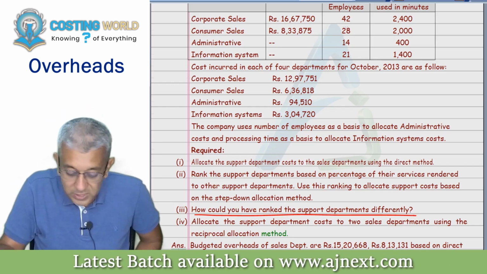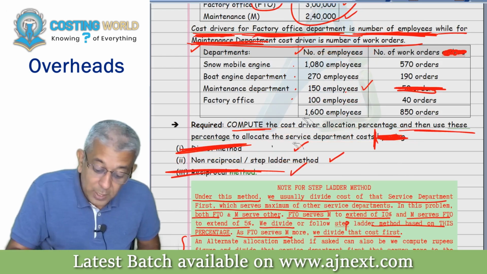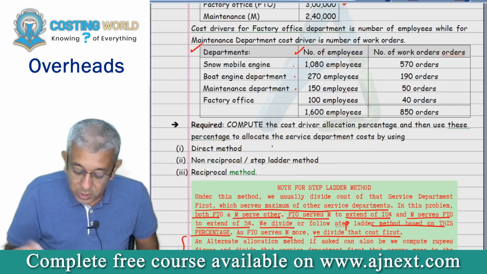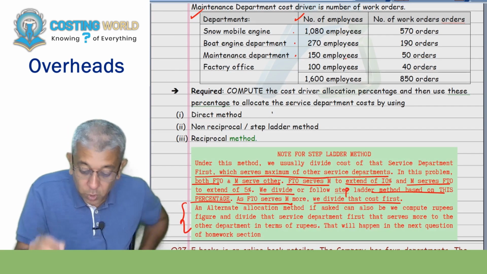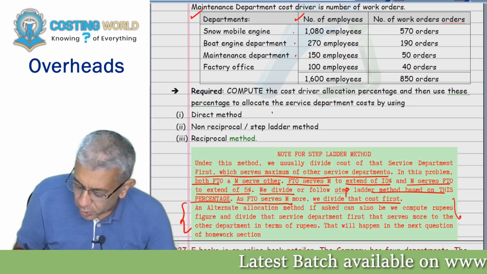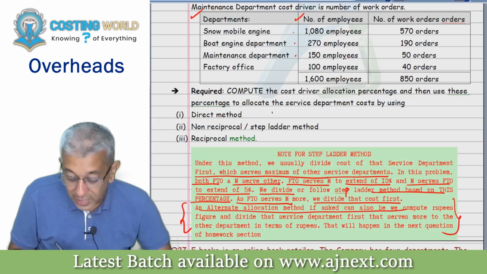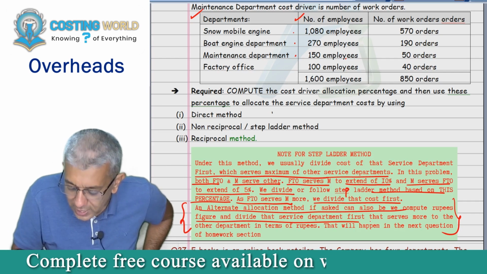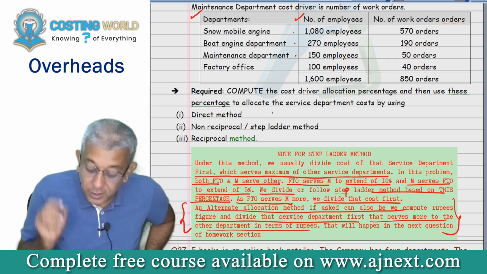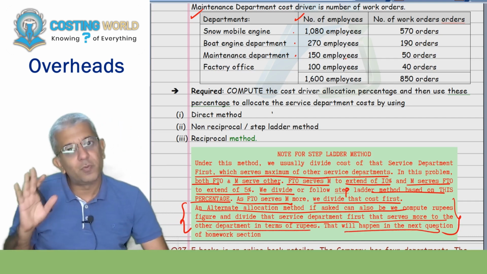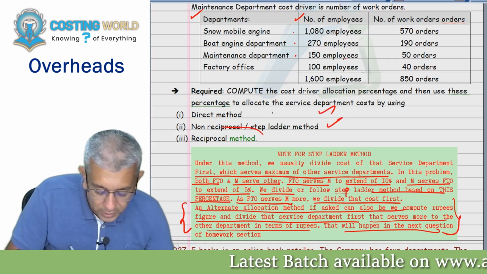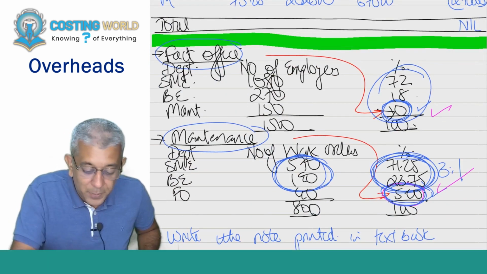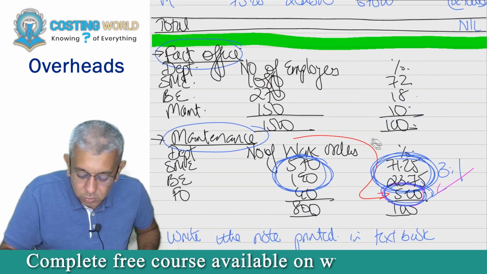Okay, now my job is done. Now I told you one question, I'll make you solve in this case based upon equation also. Now this is that particular question only. Your second thing is altogether done, but I'm reading that note, what I explained you. Now this is actually for your reference only. An alternate allocation method, if asked, can also be, we compute the rupees figure and divide that service department cost that serves more to the other department in terms of rupees. That will happen in the next question of homework section. Okay, now here this part is over. Now it is the last method, that is the reciprocal method. Now you all will understand, for reciprocal method, whatever percentages you require are already there with us.